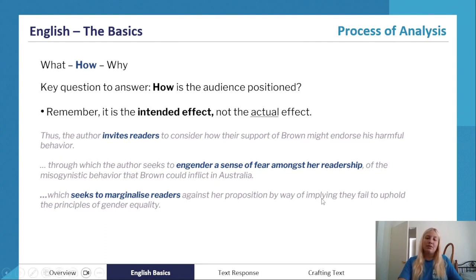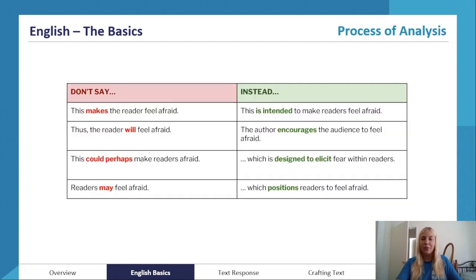This one says basically creating an us against them. Some readers are being marginalized because they support the celebrity, okay? And they're being excluded from the in-group. So these are some examples of making sure you're using that language correctly in argument analysis. Not saying things like this makes reader feel afraid as a substitute. This is intended to make readers feel afraid. It's the author's intention, but is it successful? We don't know, so thus we don't judge.